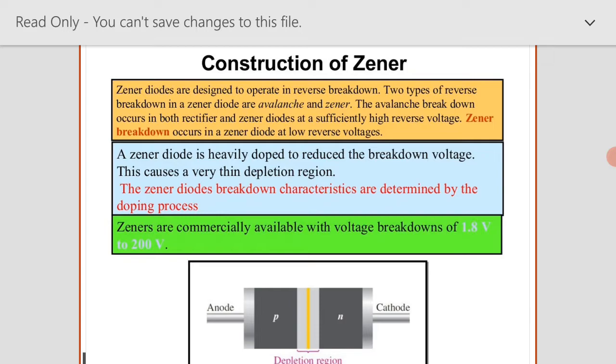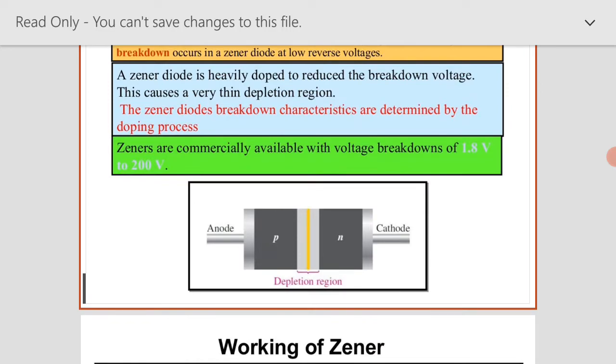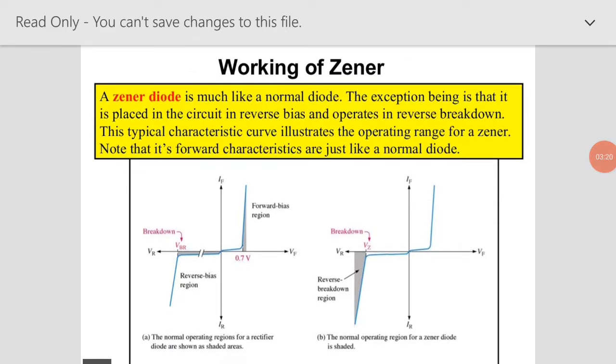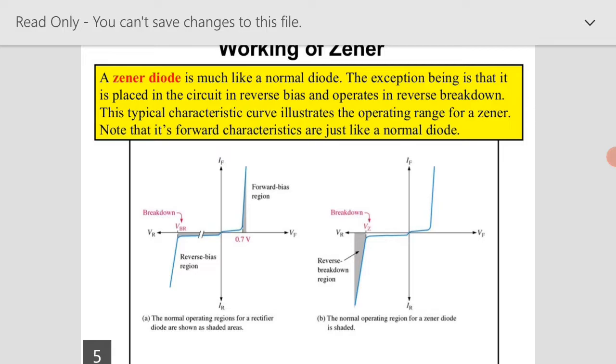The Zeners are commercially available with voltage breakdown of 1.8 volt. The anode terminal is connected to the P region and the cathode terminal is connected to the N region. In PN junction, the depletion region is formed. A Zener diode is much like a normal diode, with the exception that it is placed in the circuit in reverse bias and operates in reverse breakdown.